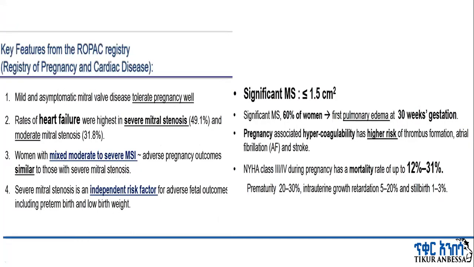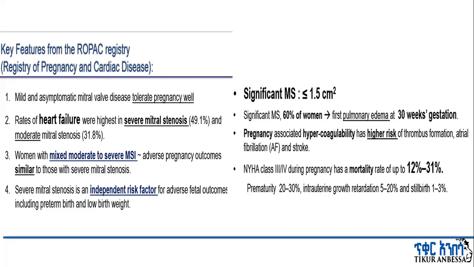So in general, mild asymptomatic mitral valve disease is tolerated in pregnancy very well. The rate of heart failure was highest in severe MS, 49%, and it is 31% in moderate mitral stenosis. And the rate of complication is similar whether you have severe mitral stenosis alone or combined with mitral regurgitation. There is no difference. So severe mitral stenosis is an independent adverse predictor in patients with MS and pregnancy.